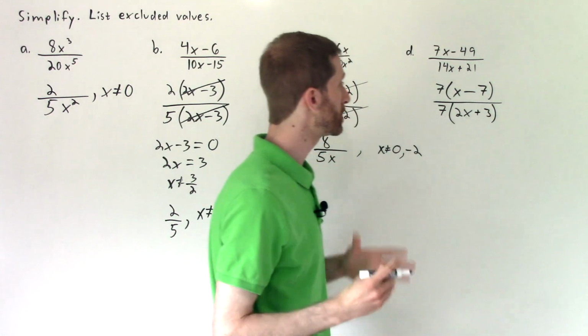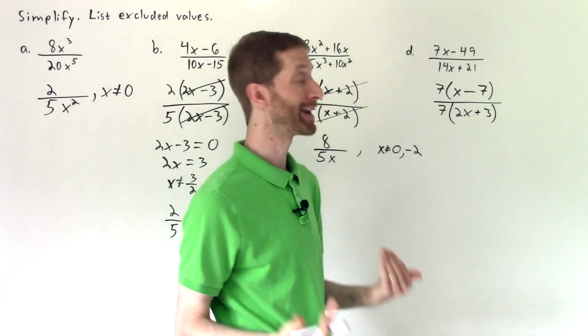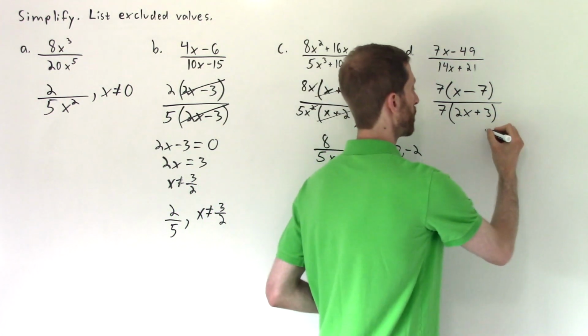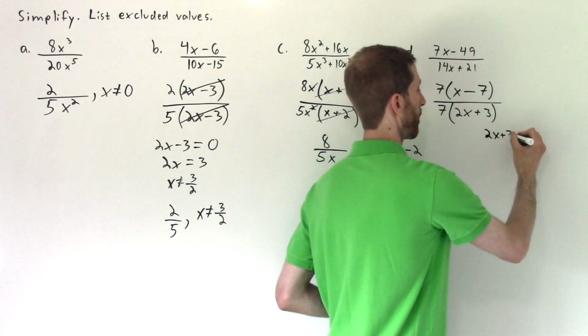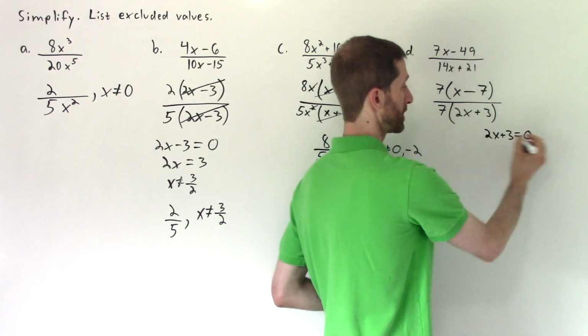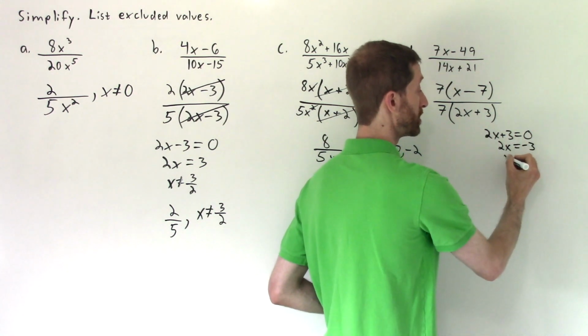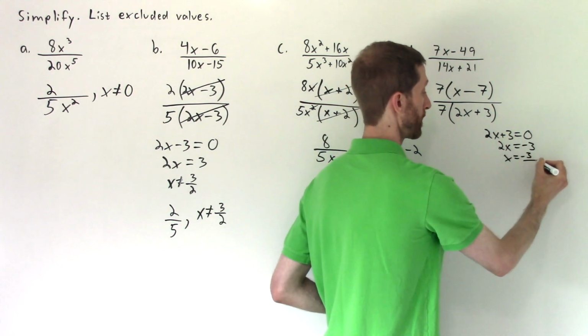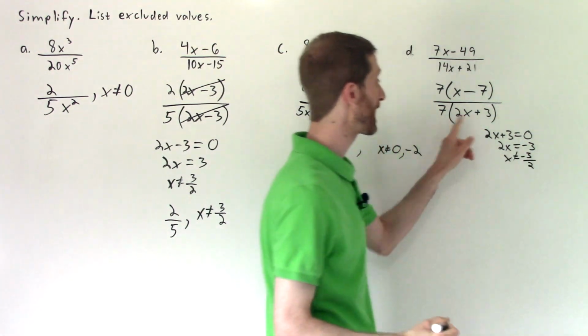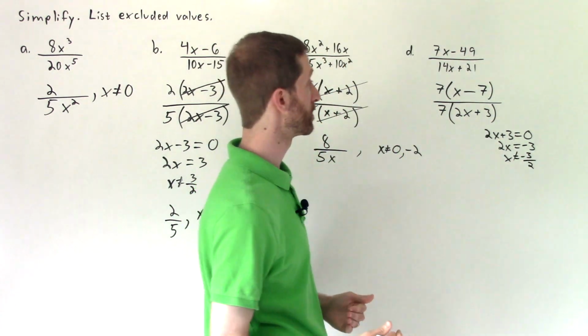Now what we have remaining to do, again, is figure out what would make our denominator 0. So that would be anything with an x set equal to 0. And I'm going to subtract 3 from both sides, and then divide by 2. And that gives me -3/2. So that's what x cannot equal, because that is what would make the denominator 0.